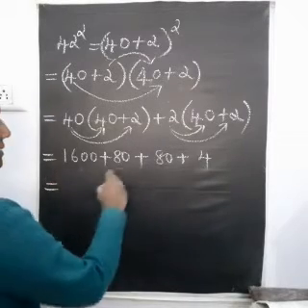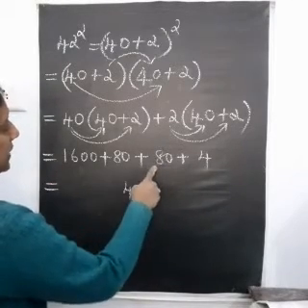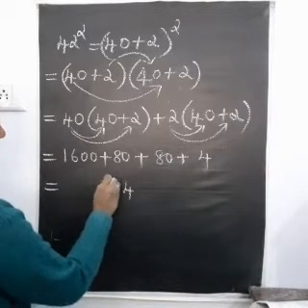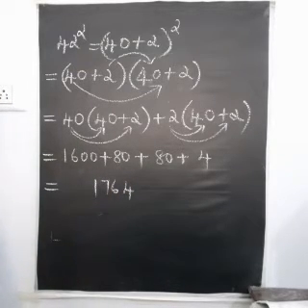So what will I get here? 4, 8 plus 8, 16, carry 1, 7, 1, 7, 6, 4. So without actual multiplication, we have found the squares of numbers. Correct. So shall we do one more sum?